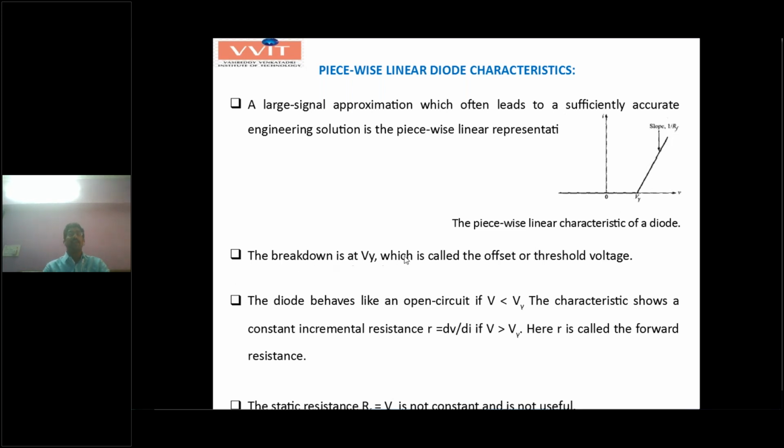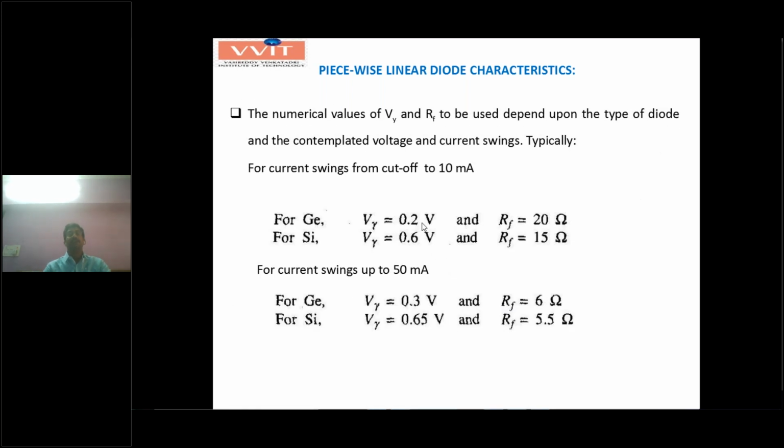The breakdown voltage or cut-in voltage V gamma is called the threshold voltage. Whenever the input voltage is less than V gamma, the output voltage will be 0. Whenever the input voltage is greater than V gamma, the diode will be in the on condition. There is an incremental resistance dV by dI. These are some of the germanium diode and silicon diode cut-in voltages and the forward bias condition resistance values.